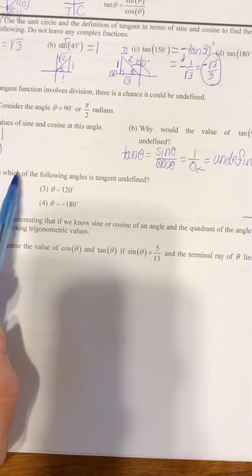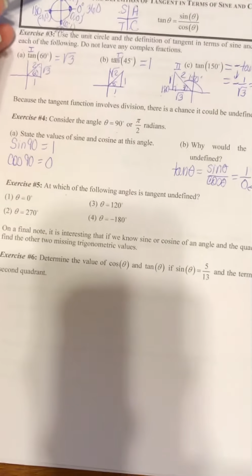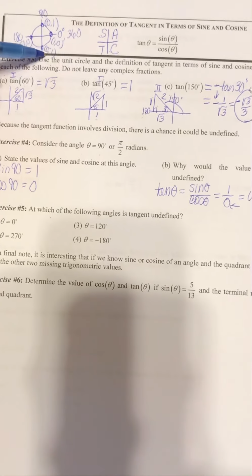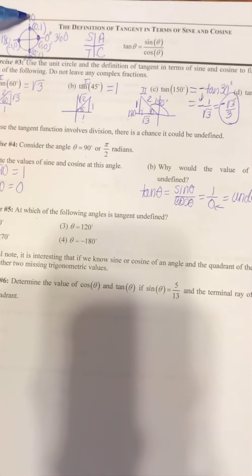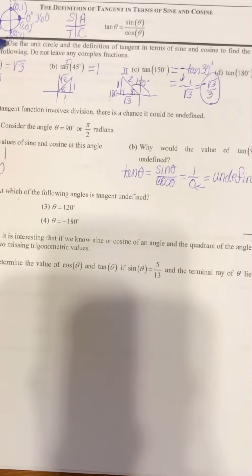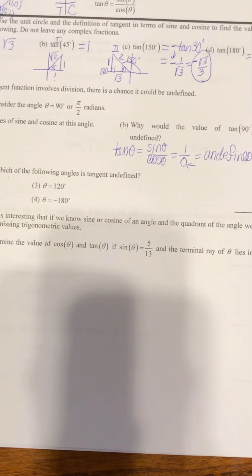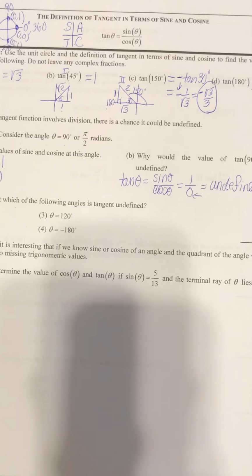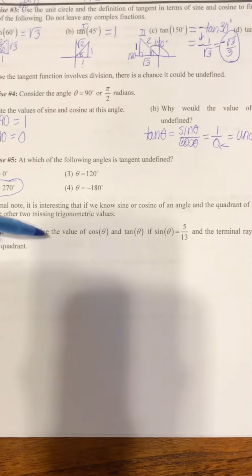So now, at which of the following angles is tangent undefined? Well, tangent's going to be undefined whether you're at 90 or at 270, because this is where cosine is 0, and you can't divide by 0. So whether you're at 90 or 270, tangent is going to be undefined. So undefined now would be choice 2, 270. Sorry, I went too fast there. Apologize.